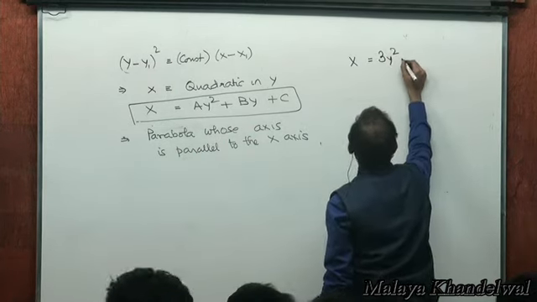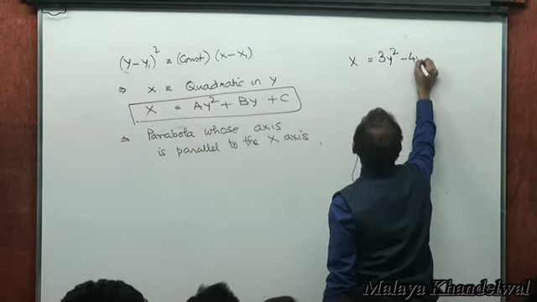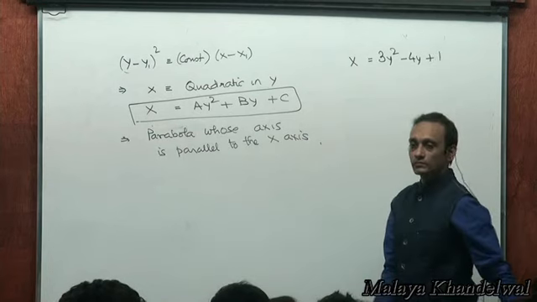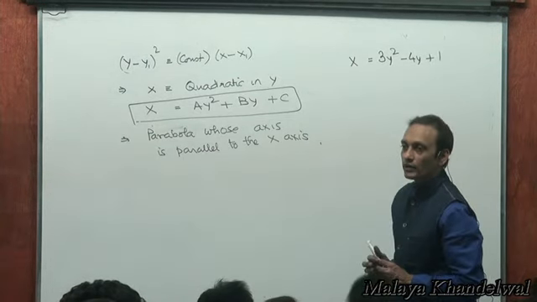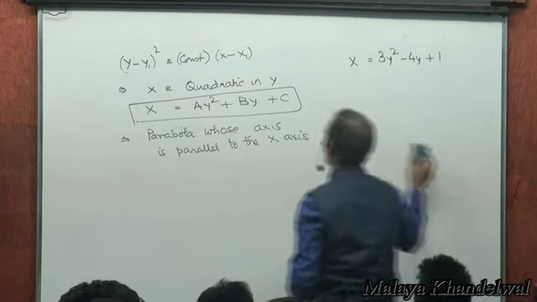3y squared minus 4y plus 1 and said trace this parabola, which is x as a quadratic in y. If I had to trace this, what I would do is the following. Can I wipe this off?